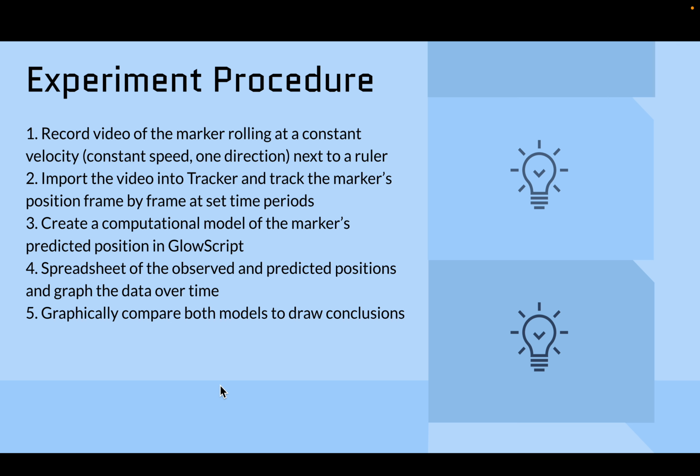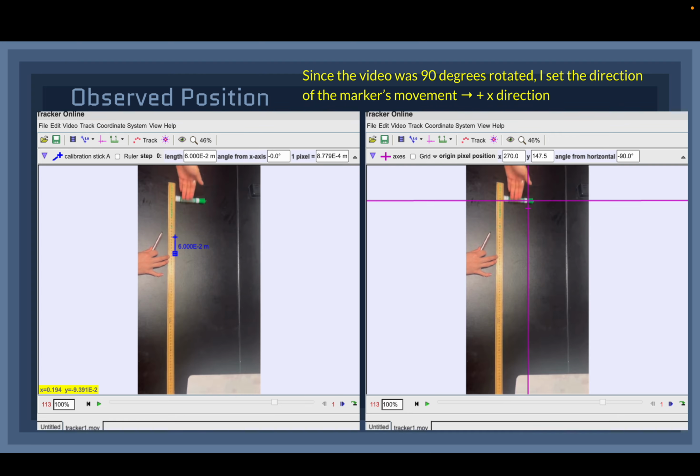The experiment procedure is the following. I recorded a video of a marker rolling at a constant velocity, which is constant speed, in one direction next to a ruler. Then I imported the video into Tracker and tracked the marker's position frame by frame at set time periods. Then I created the computational model of the marker's predicted position in GlowScript. I then generated a spreadsheet of the observed and predicted positions and graphed the data over time. Finally, I graphically compared both models to draw conclusions.